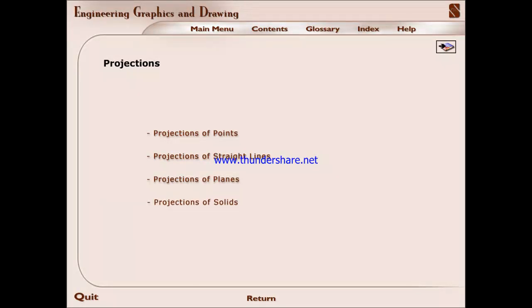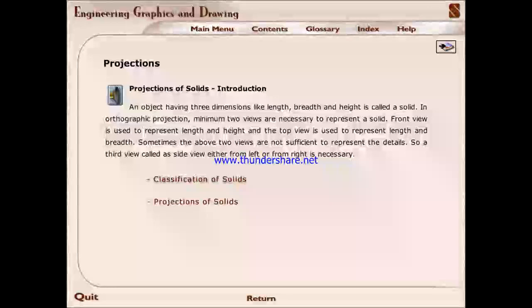Now, projection of solids. Introduction. An object having three dimensions like length, breadth and height is called a solid. In orthographic projection, a minimum of two views is necessary to represent a solid. The front view is used to represent length and height, and the top view is used to represent length and breadth.